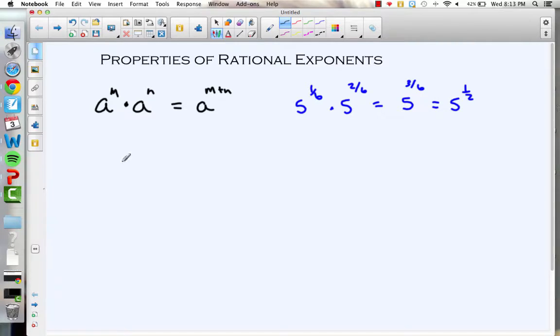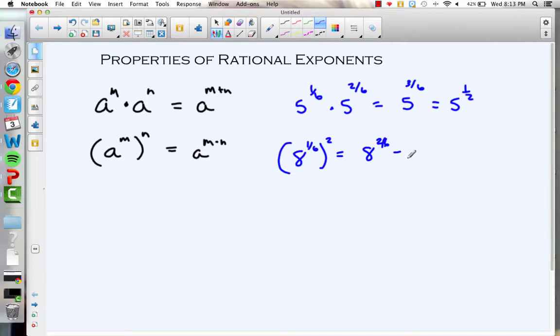My next property is when I have a power to a power. So if I have something that's got an exponent all to another power, remember we multiply those. So it'd be a to the m times n. So my example for that one might be 8 to the 1/6 all squared. Well, that's going to get me 8 to the 2/6, which is 8 to the 1/3 when I reduce. And you always want to reduce if you can.